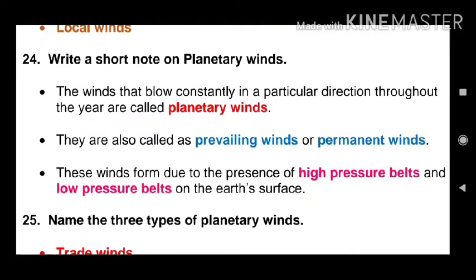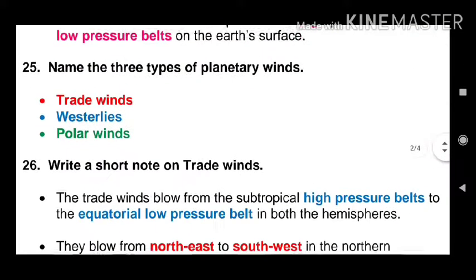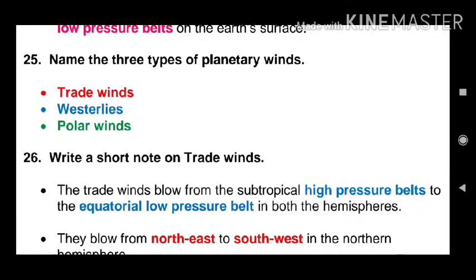24th one, write a short note on planetary winds. The winds that blow constantly in a particular direction throughout the year are called planetary winds. They are also called prevailing winds or permanent winds. Next point, these winds form due to the presence of high pressure belts and low pressure belts on the Earth's surface. Next question. Name the 3 types of planetary winds. Trade winds, westerlies, polar winds.